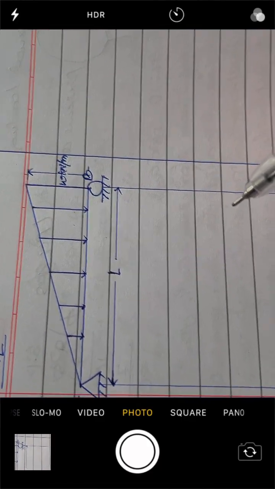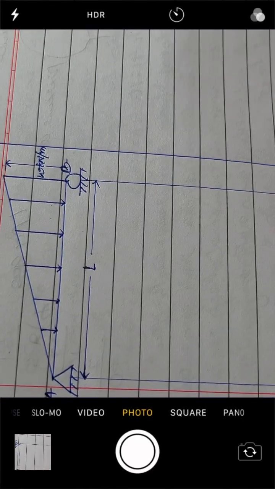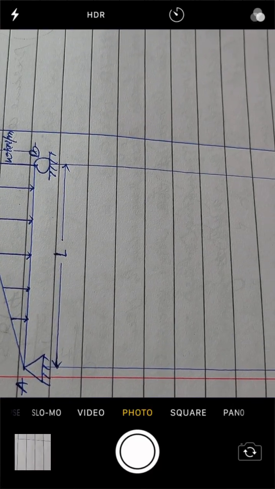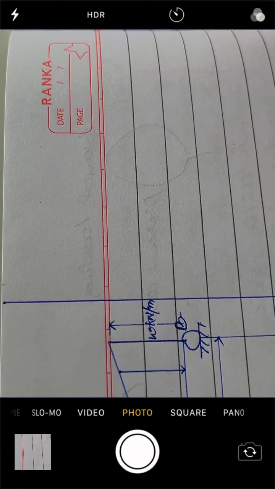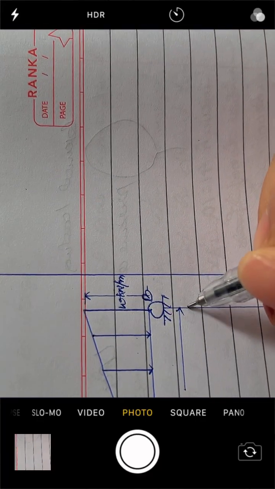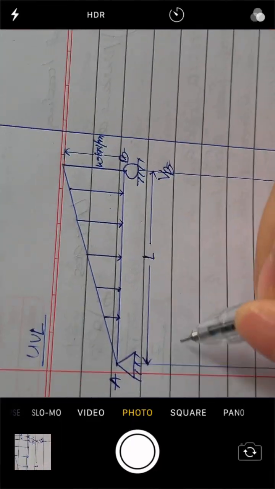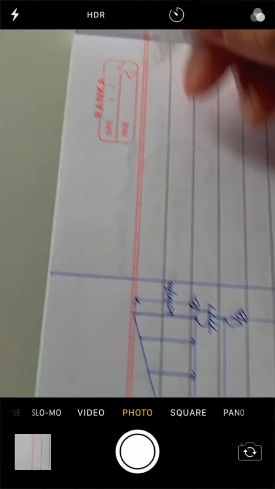So first of all, the aim and objective of this problem is to draw the BMD and SFD. But before that, to find out the SFD and BMD, we need to find out the reactions VB and VA. So let's get started.